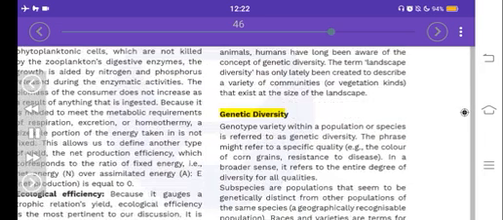Genetic diversity. Genotype variety within a population or species is referred to as genetic diversity. The phrase might refer to a specific quality, e.g., the color of corn grains or resistance to disease. In a broader sense, it refers to the entire degree of diversity for all qualities.